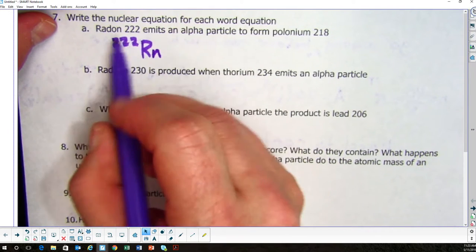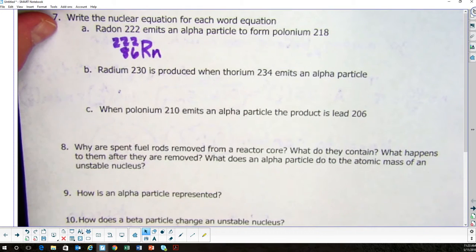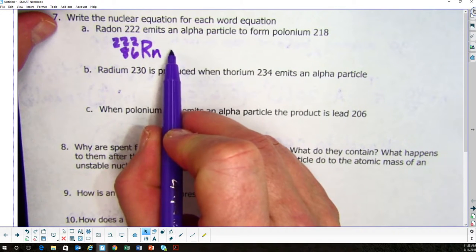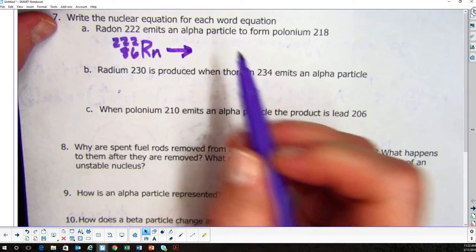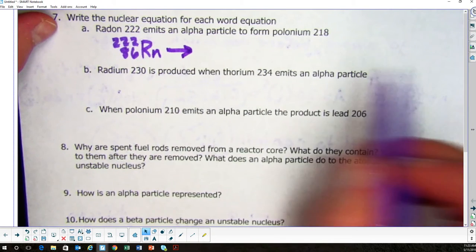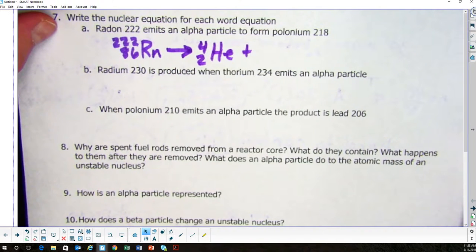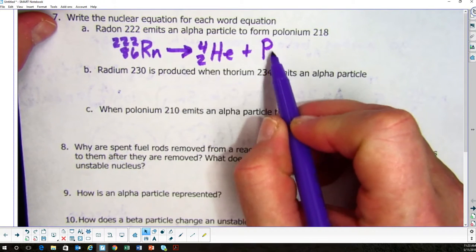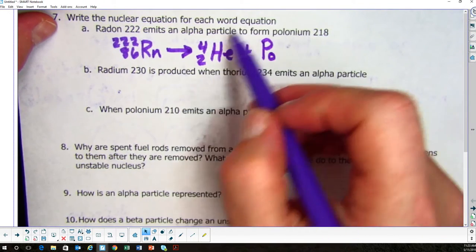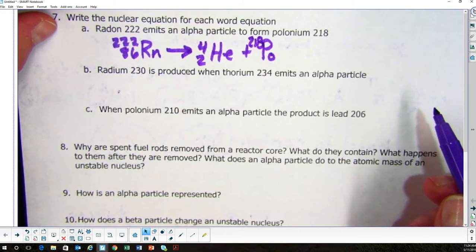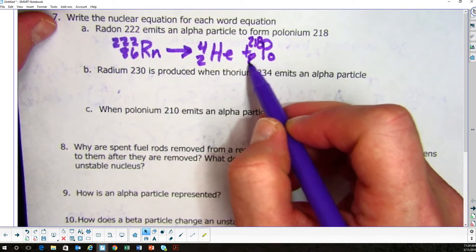It's RN. Be careful. Radium and radon often get confused, and that's another one that a lot of you were messing up. Okay, emits. So what do I put next? Arrow. What is an alpha particle? 4,2 helium. Good. To form. What am I putting next? Polonium. What is polonium's symbol? Big P, little o. And what do I put in front of it? 218 and 84, and I'm done.